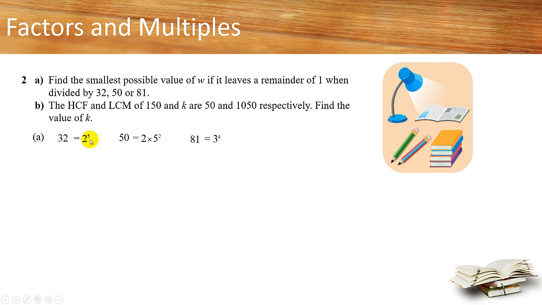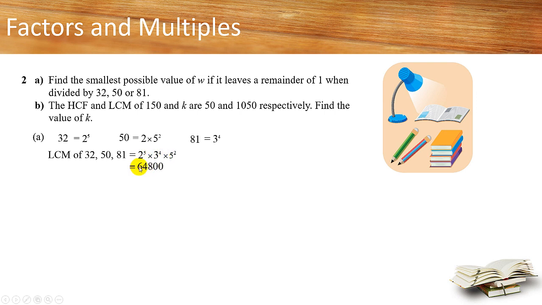So 32 is equal to 2 to the power of 5, 50 is 2 times 5 squared, and 81 is equal to 3 to the power of 4. So for the LCM of 32, 50, 81, you compare the three numbers and find the highest power for each of them. We can see that 2 to the power of 5 is the highest, so we put it here. 3 to the power of 4 is the highest, we put it here. And 5 squared is the highest, we put it here. So the LCM will be this times this times this.